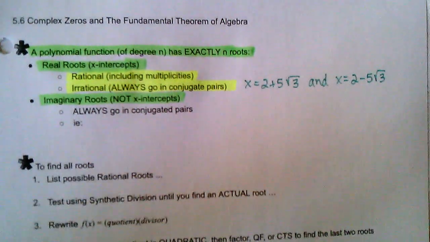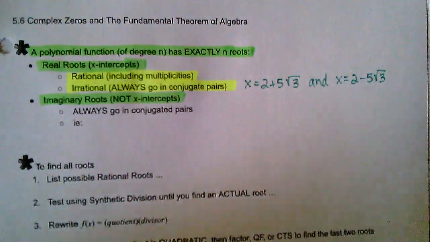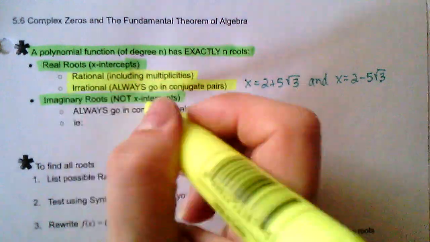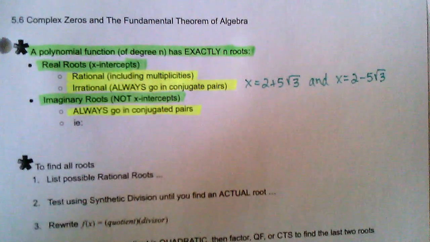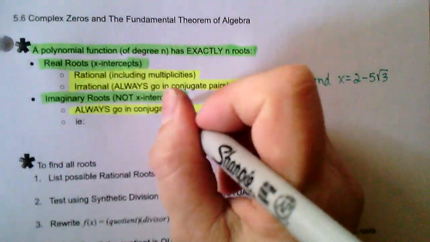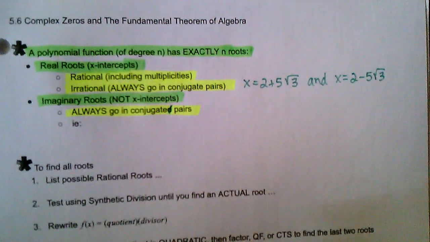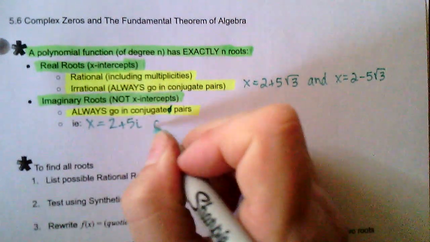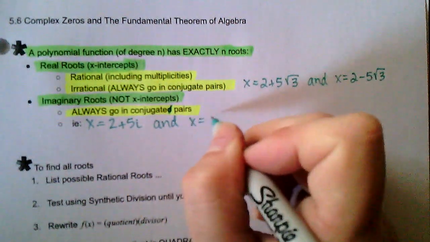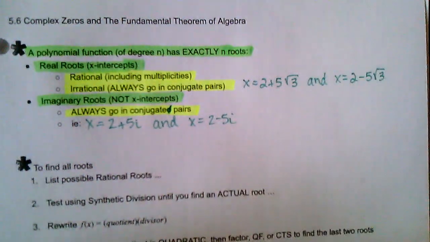Now, you can never have just one irrational root. They always go in pairs. And imaginary roots also go in conjugate pairs. So, for example, x equals 2 plus 5i, and then its conjugate, x equals 2 minus 5i.